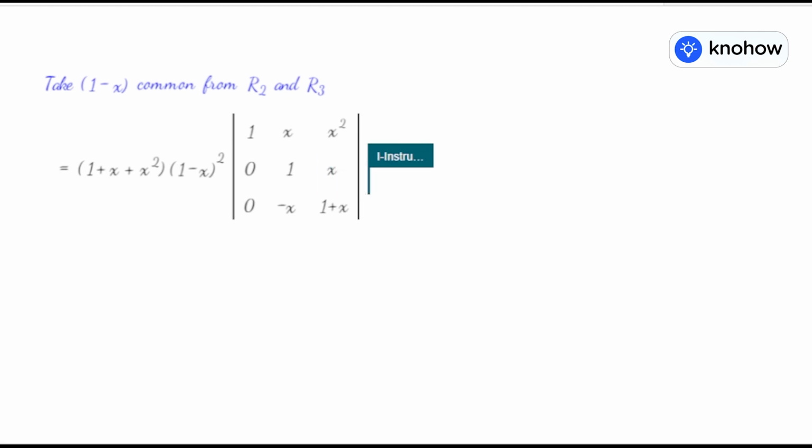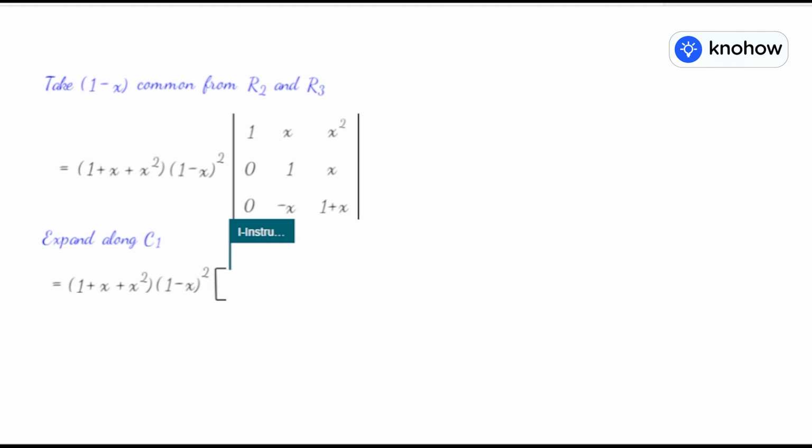Now we have finally got two zeros in column 1 in the simplified determinant. So expand along column 1. We have 1 plus x plus x squared into (1 minus x) whole squared already there. Expanding, what do you get? 1 times (1 into 1 plus x, minus x times minus x), and the other two terms are already 0. So from inside the bracket we get 1 plus x plus x squared again.